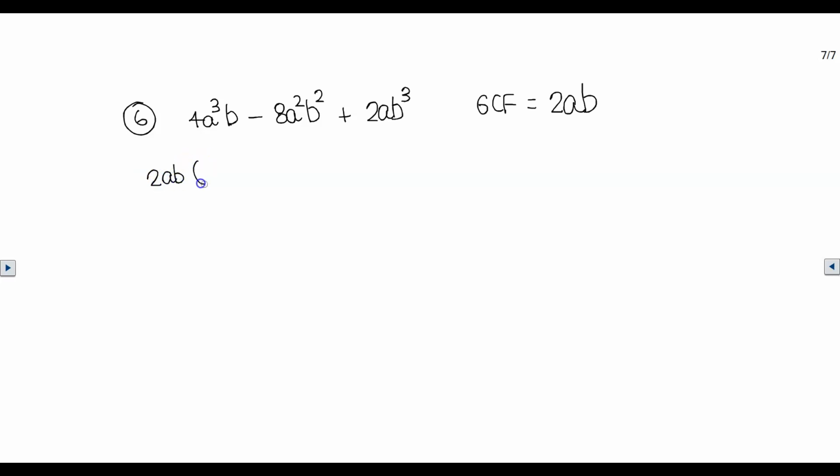So I will begin factoring with that. So 2ab times your first term has to give you 4a to the third b. So it looks like that'll need to be 2a squared. 2ab times your second term has to give you -8a squared b squared. That will need to be -4ab. And then finally, 2ab times your third term needs to give you 2ab to the third. So it looks like that will be plus b squared.